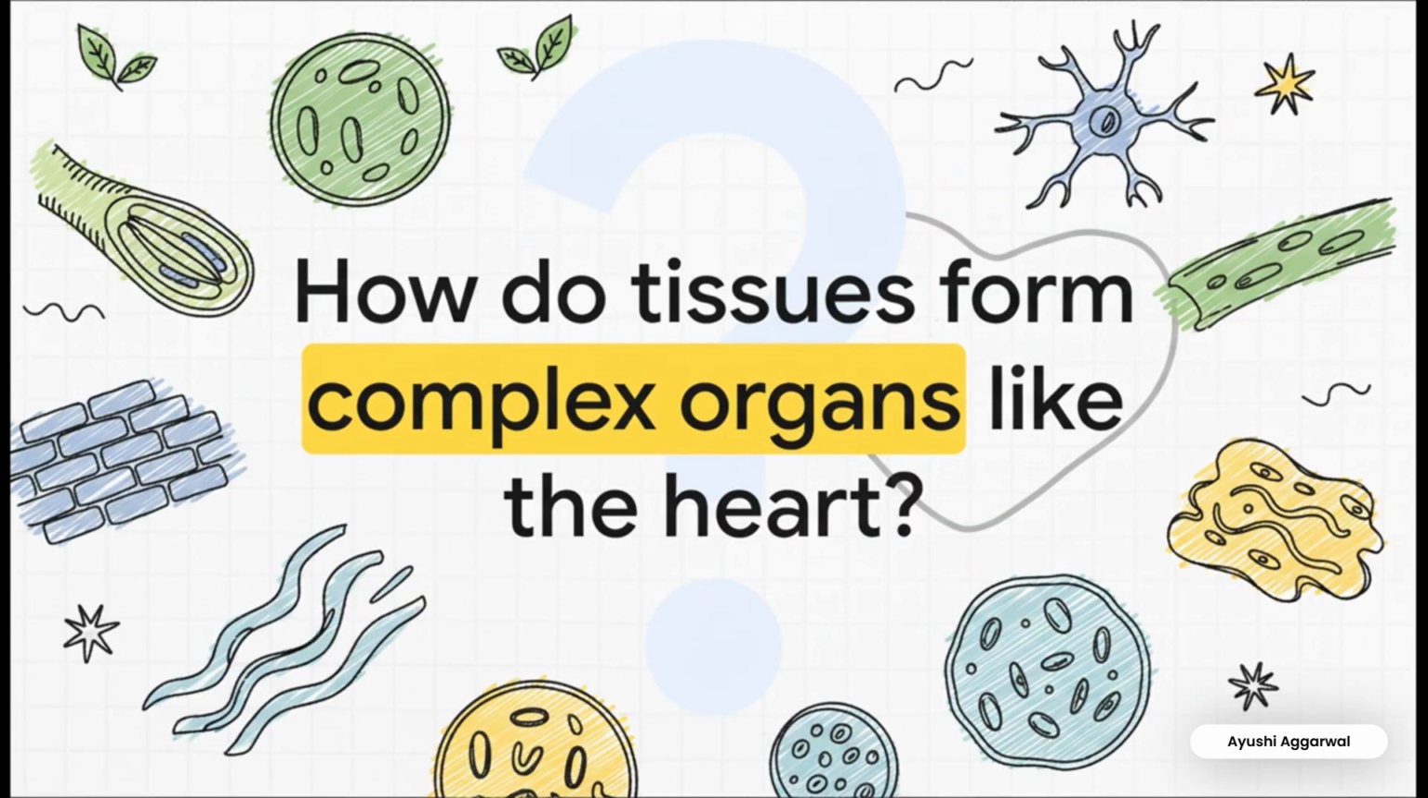So now you really understand the building blocks that are tissues. But have you ever stopped to wonder, how do all these different tissue teams work together to build something as incredibly complex as a human heart, or even a single leaf? That's the next level of organization in biology.